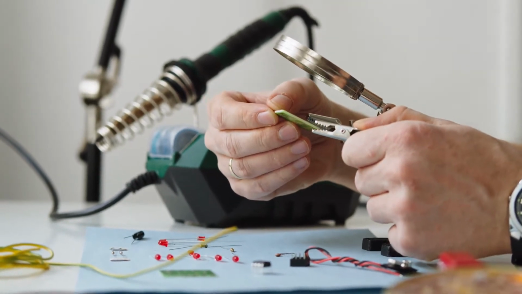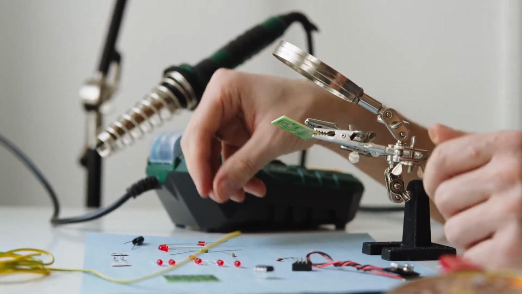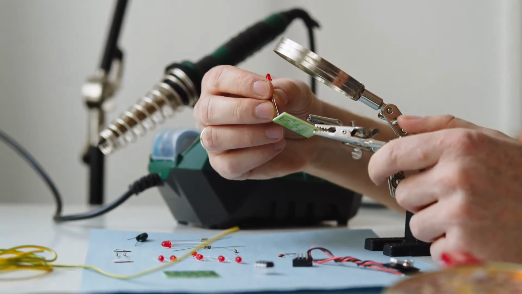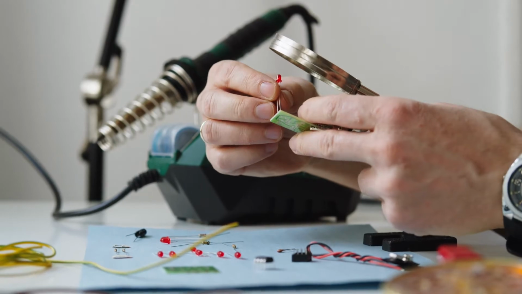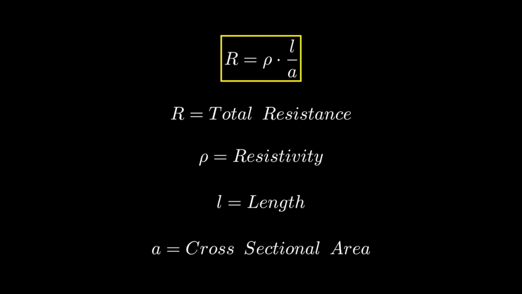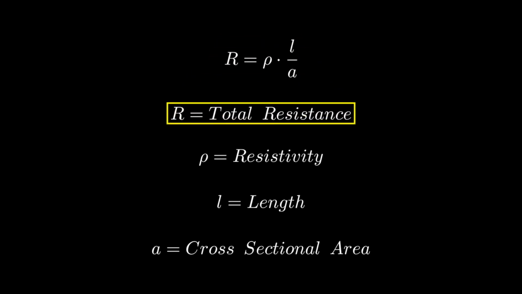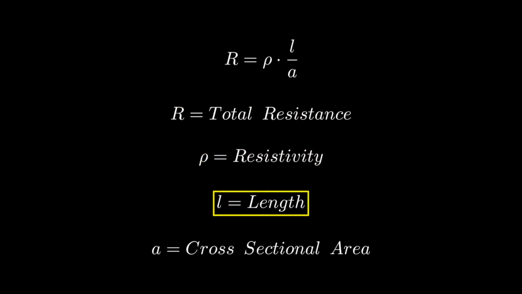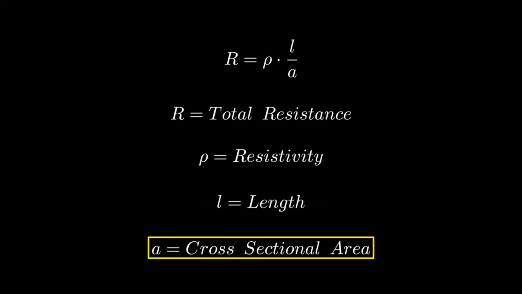The resistivity of a material is a number given to it, measured in ohm-meters. Every material has a different resistivity, or constant of proportionality. The total resistance of a material is given by the equation R equals rho times L over A, where R is the total resistance, rho is the resistivity, L is the length, and A is the cross-sectional area.